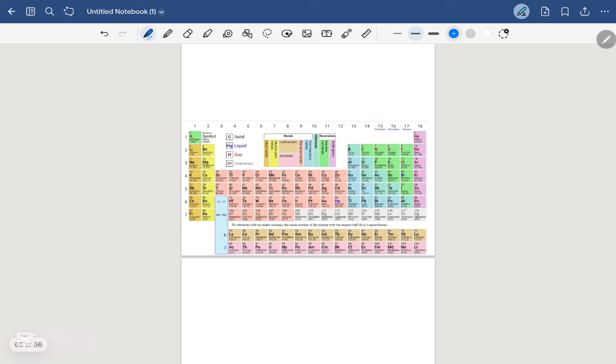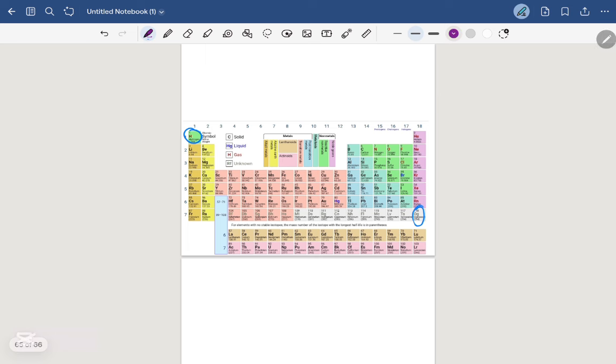Now, the modern periodic table, which is the periodic table we have in front of us, is organized based on the atomic numbers. That means based on how many protons there are in each element, this is how they are organized. With 1 being the smallest number of protons and 118 being the biggest number of protons so far that have been discovered.